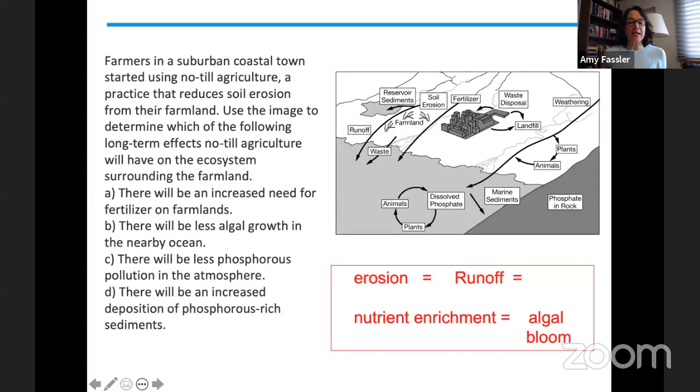One more, again a higher-level application or interpretation of the processes shown in the cycle. We have the phosphorus cycle here again. Farmers in a suburban coastal town started using no-till agriculture. They're not tilling up the soil, a practice that reduces soil erosion from their farmland. Use the image to determine which of the following long-term effects no-till agriculture will have on the ecosystem surrounding the farmland. Reduces erosion.